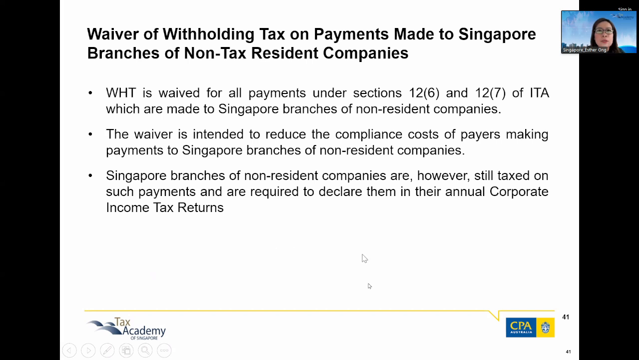Okay, the next few slides show the waiver of withholding tax on payments made to the Singapore branch of a non-tax resident. These are for your information.